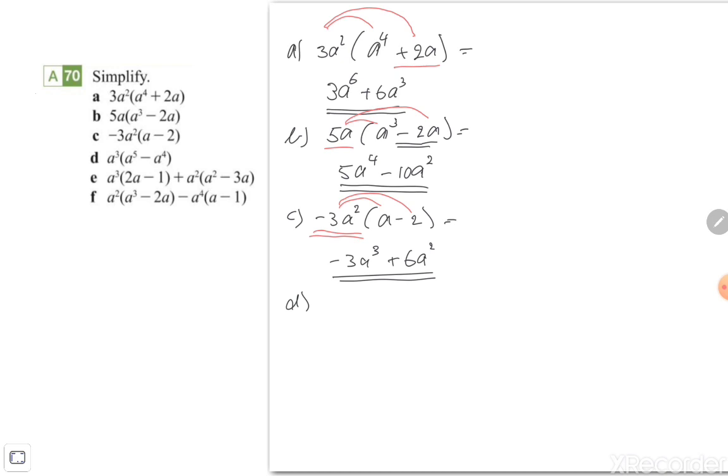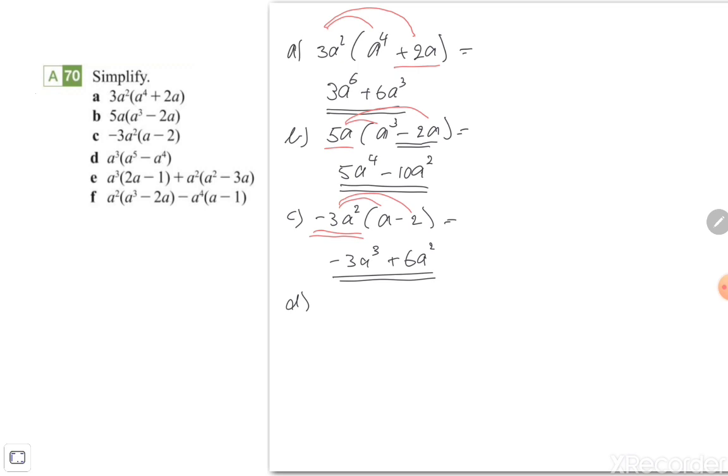So next one, minus 3a squared, and then a minus 2. Now, minus 3a squared times a is minus 3a to the power of 3. And minus 3a squared times minus 2. Minus 3 times minus 2 is a positive 6. And then just a squared. And that's it.